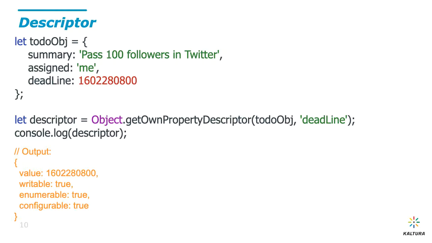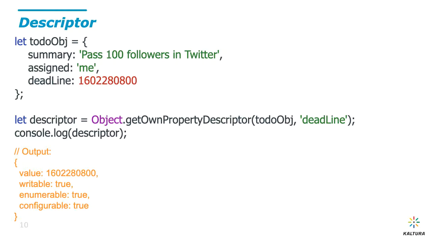So we have a descriptor, okay? Descriptor is kind of metadata for the object property, okay? If you have a simple object, to do object with a property summary, pass the 100 followers on Twitter, assigned of course to me, deadline, if I remember, it's for tomorrow.